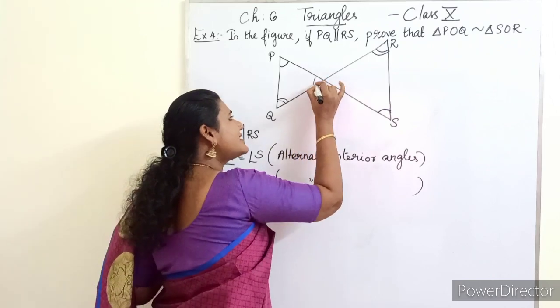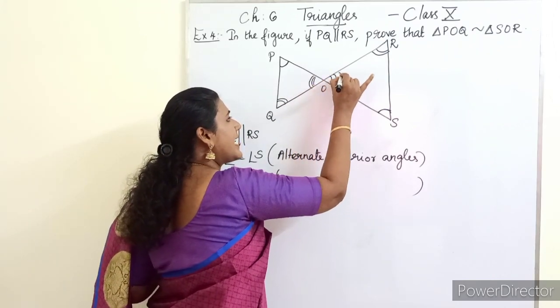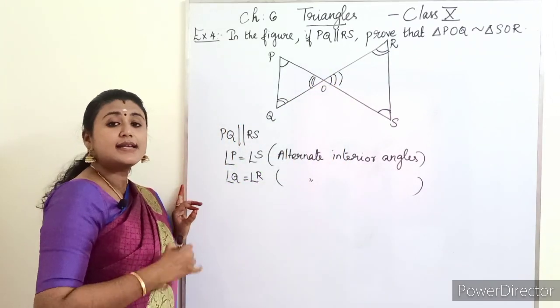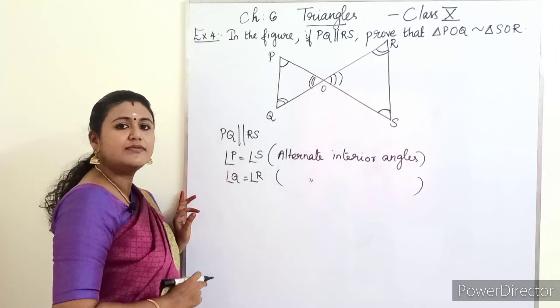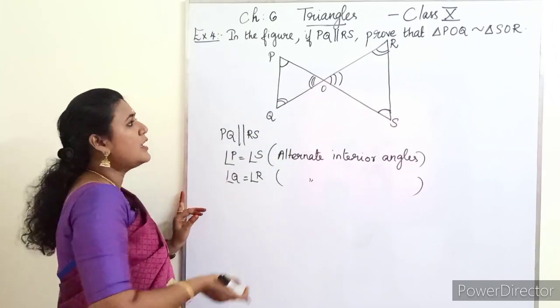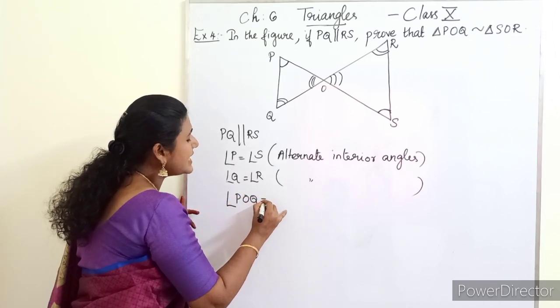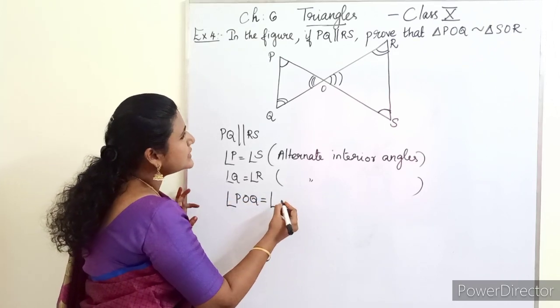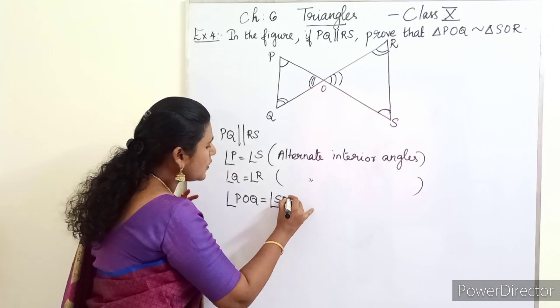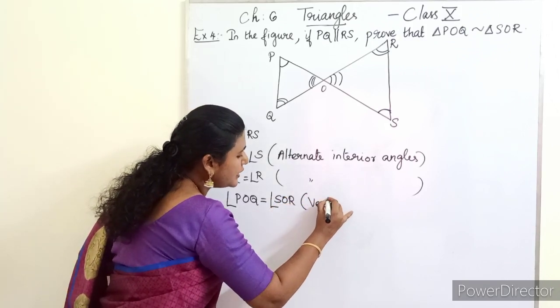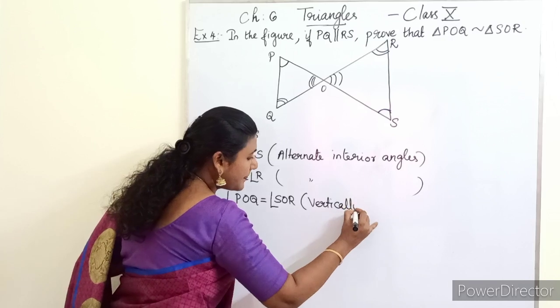Now what about this angle? This third angle is also equal. The reason is these two angles are vertically opposite angles. So we can write angle POQ is equal to angle SOR. Reason: vertically opposite angles.